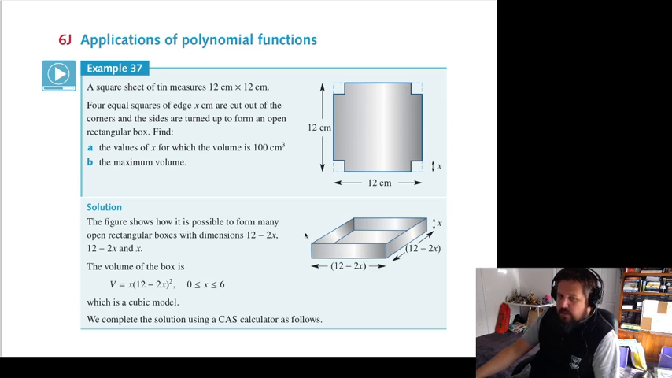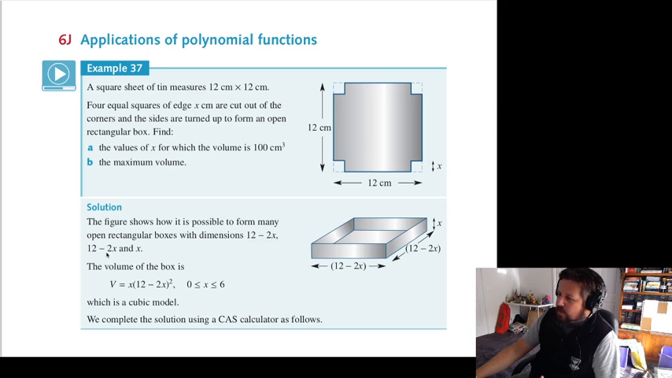From here, as we said, you do need to know the formula for the volume of a shape. Yep. So remember, volume is equal to the length multiplied by the width multiplied by the height. So in this case, you've got the length, which is 12 take away 2x, multiplied by the width, which is 12 take away 2x. When you've got the same thing multiplied, it's just that value squared. So that times that is (12 take away 2x) squared.